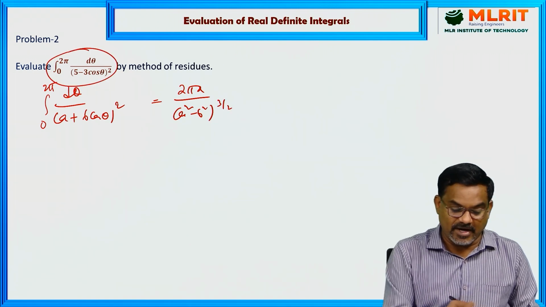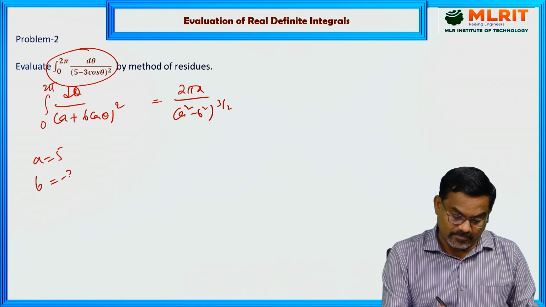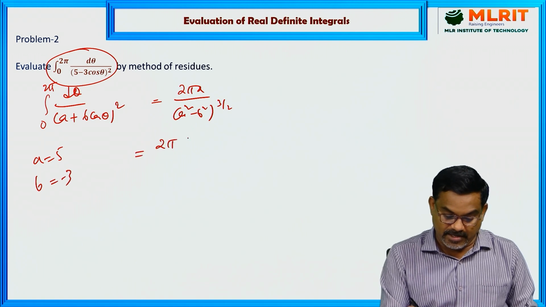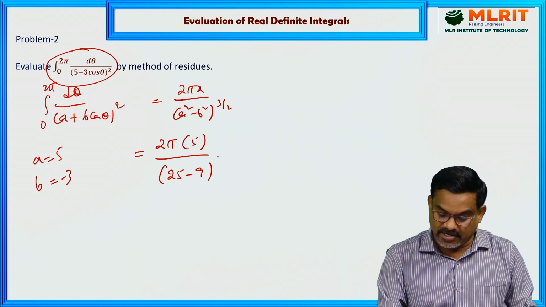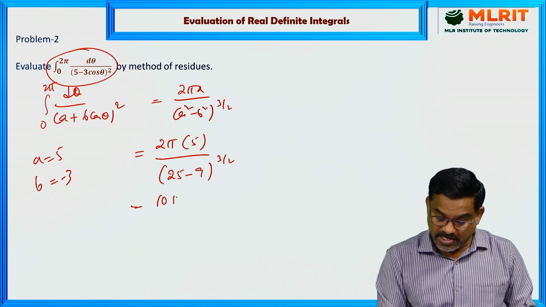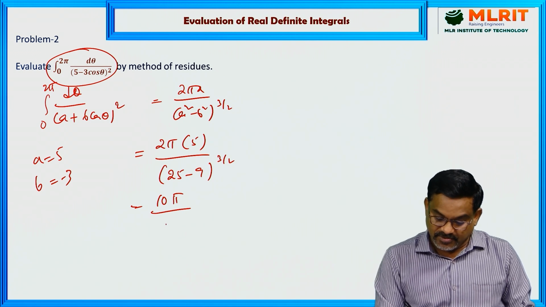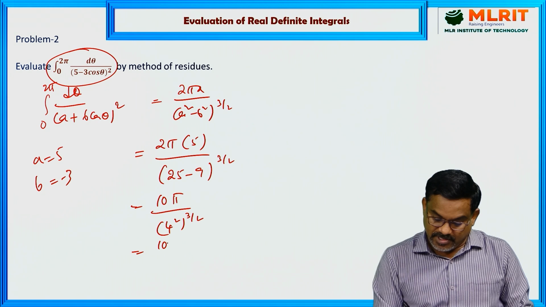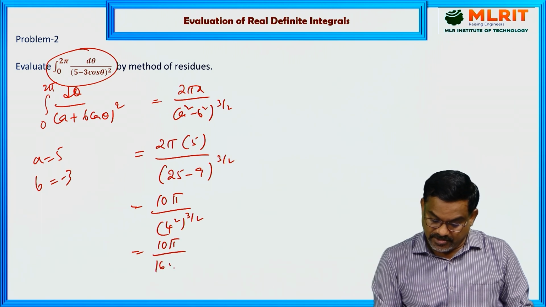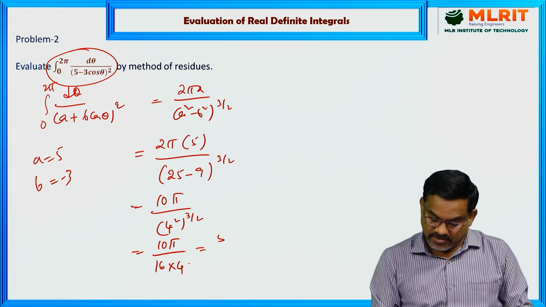Here we need to evaluate this. So compare with the standard form, a equal to 5, b equal to minus 3. Then 2 pi a is, 5 by a square 25 minus b square 9 power 3 by 2. So 10 pi by 25 minus 9, 16. So which is 4 square power 3 by 2. So 10 pi by 16 into 4. So 5 pi by 32.